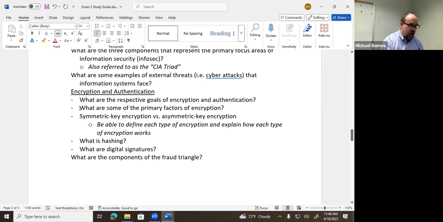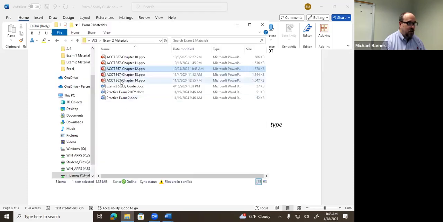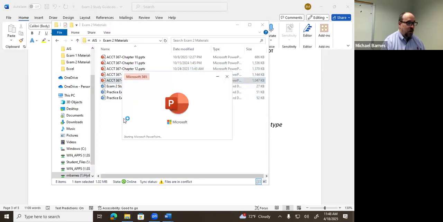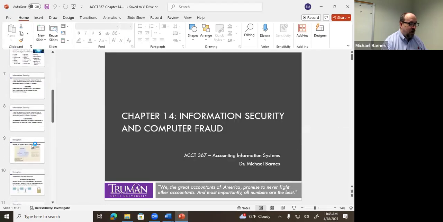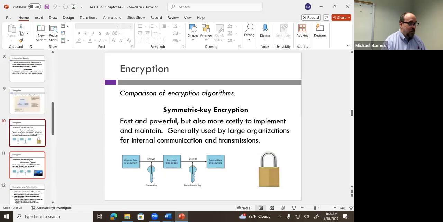There are two types of encryption that we talked about: symmetric key encryption versus asymmetric key encryption. Be able to roughly define each type of encryption and explain how each type works. I talked about this in context with the chapter 14 slides. I said there were two slides that I thought were really important. This is something that I reflected back on Wednesday when we went through the homework. Again, I'm going to reiterate, make sure you're familiar with the information in these two slides.